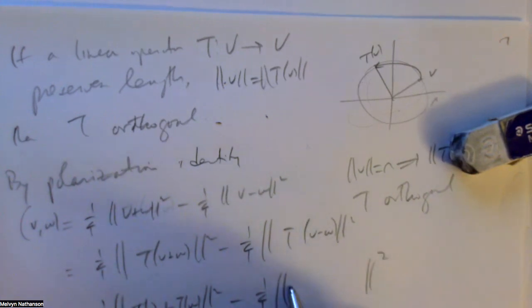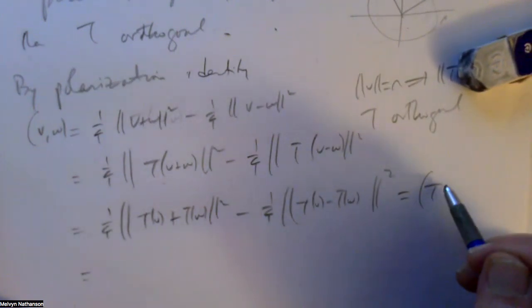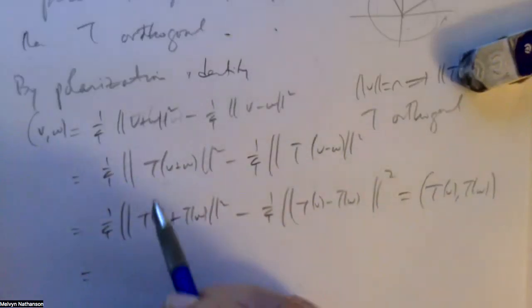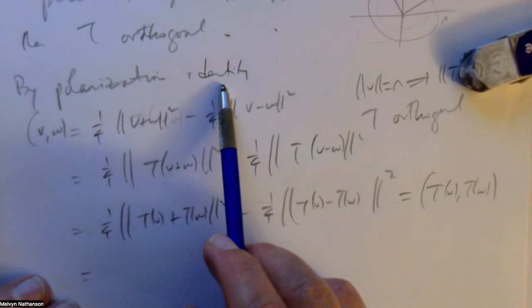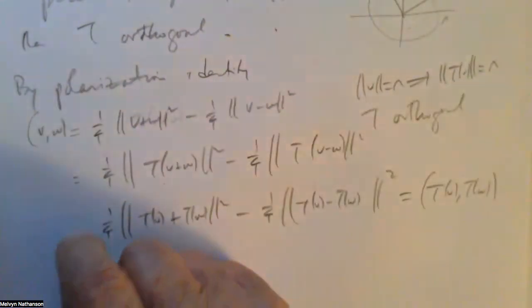And T of v minus w is T of v minus T of w. And again, by the polarization identity, this is exactly the inner product of T of v and T of w. So if a linear operator preserves length, then it also preserves the inner product, and so is orthogonal. So you can also define, if you wish, an orthogonal operator as one that preserves the length of vectors.